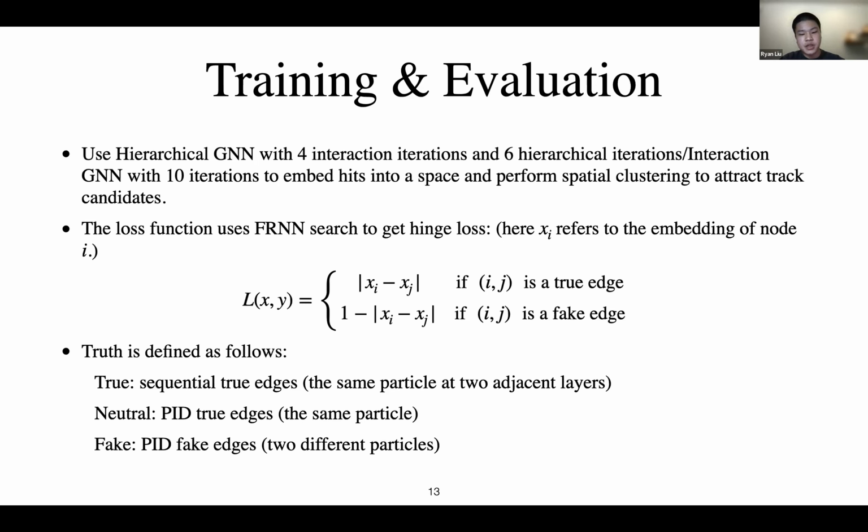The true edges are defined as those edges connecting two adjacent hits of the same particle. There are also some neutral edges, which are the edges connecting the same particle but skipping some of the layers, and they are removed from training. Finally, the fake edges are defined as those connecting two different particles.